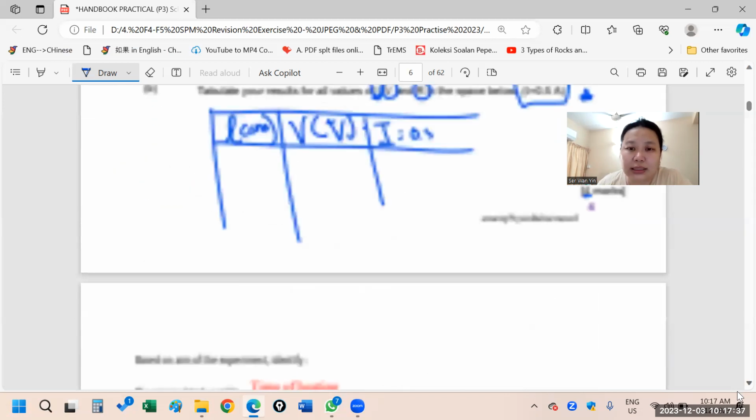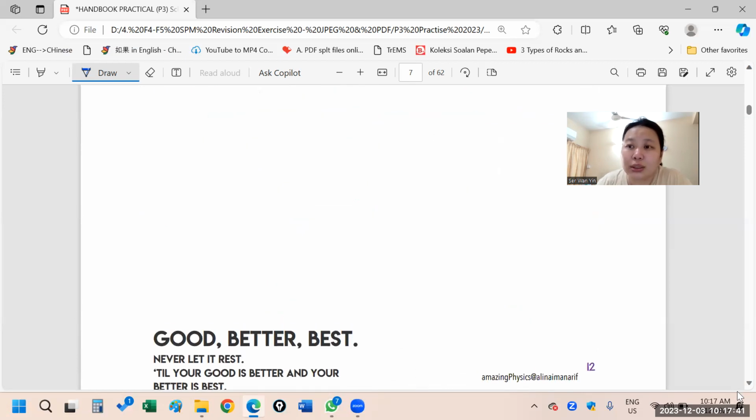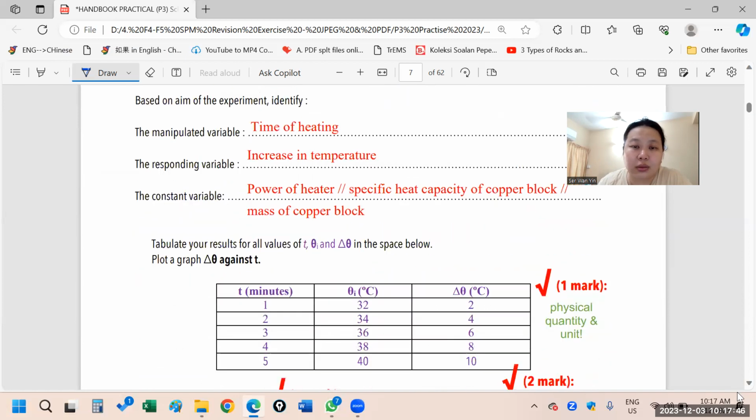Okay, so next, let's look at this page. This is page 12. So normally MV, RV, CV. Let's say this is the heat load. Okay, so now I have a question.